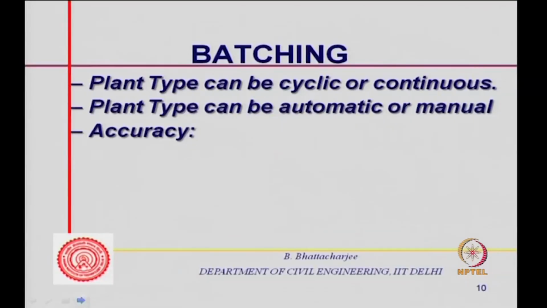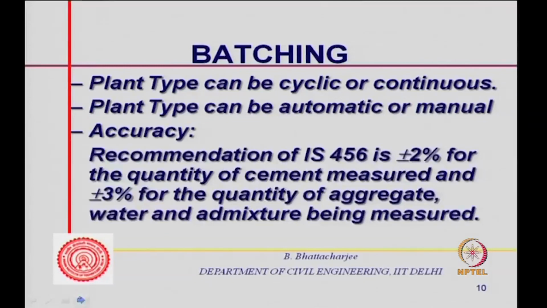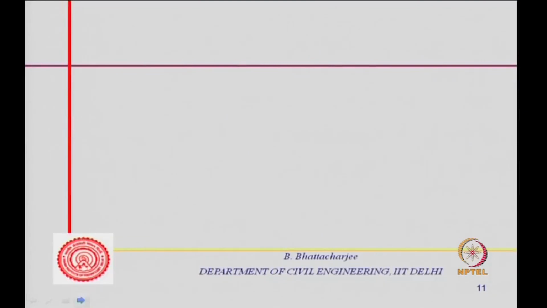What is important is accuracy of weighing. IS 456 says plus minus 2% for the quantity of cement measured. That means the accuracy should be within plus minus 2%, and 3% for the quantity of aggregate, water and admixtures that we are measuring. So, accuracy level is 2%, right.